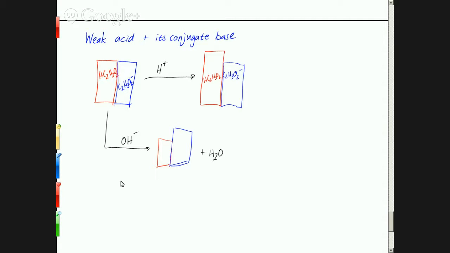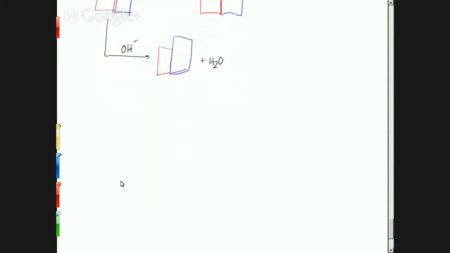The major source of buffering in your blood is carbon dioxide. So carbon dioxide, which you form as a waste product of respiration, combines with water and forms carbonic acid.